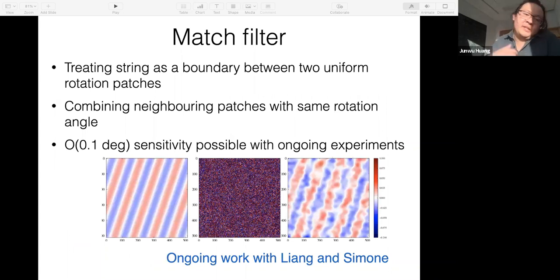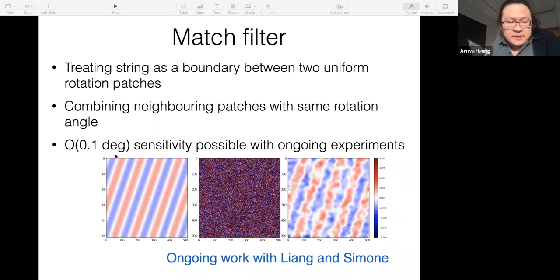This is what we set out to do somewhat recently with 2 people at Berkeley. They are real cosmologists, so they are doing most of the work right now. With this analysis, we are hoping that we can achieve 0.1 degree sensitivity on this polarization angle.